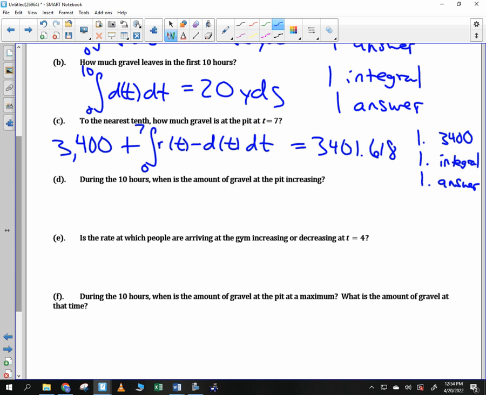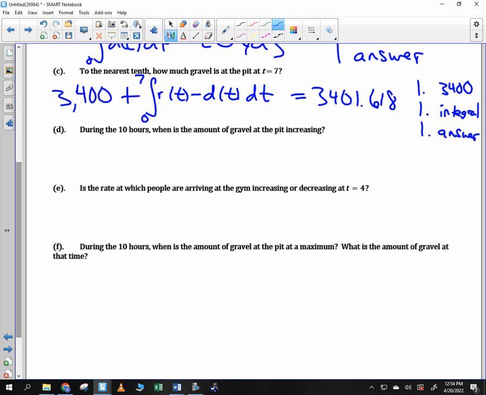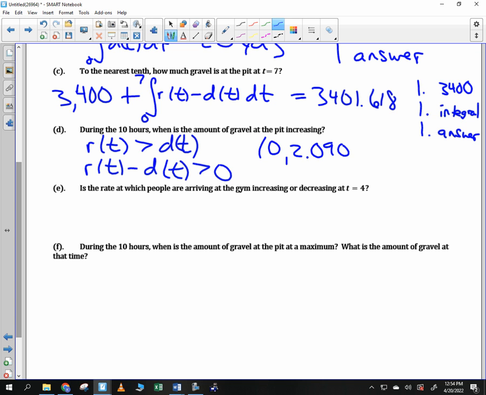Yep, you're fine. During the 10 hours, when is the amount of gravel at the pit increasing? That's when the rate at which it's arriving is greater than the rate at which it's departing, right? And so when is r of t minus d of t greater than 0? If you consider that on your calculator, you should get from 0 to 2.090, and from 548, anybody? To 10.